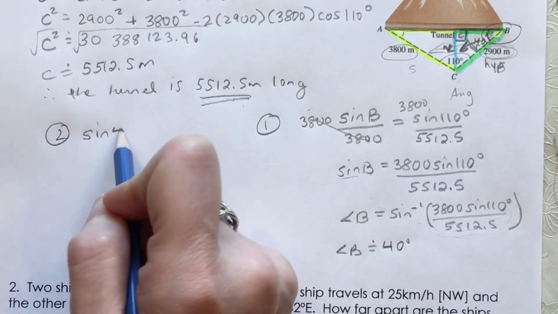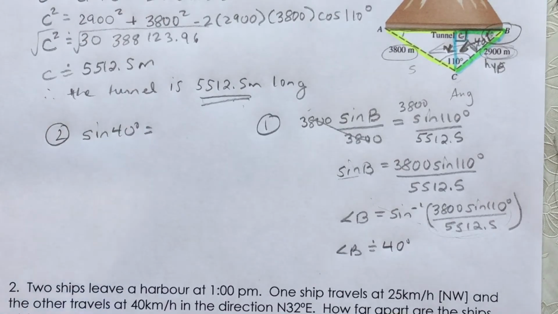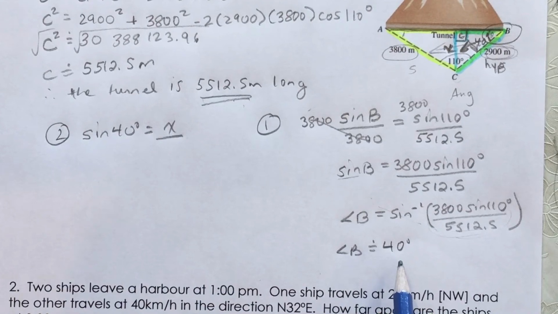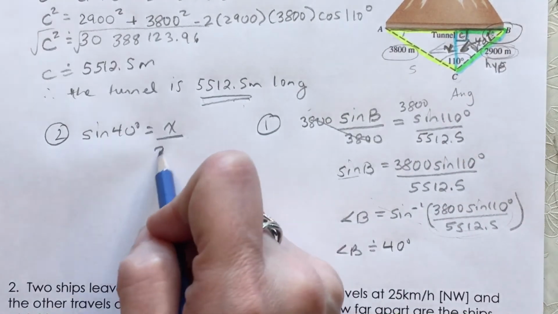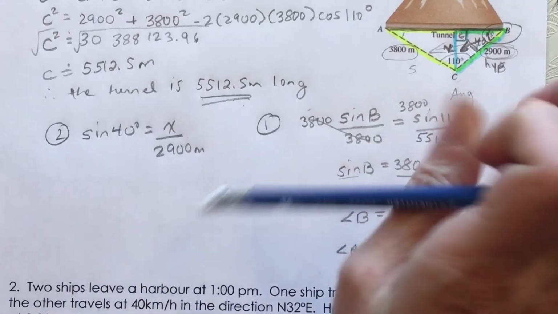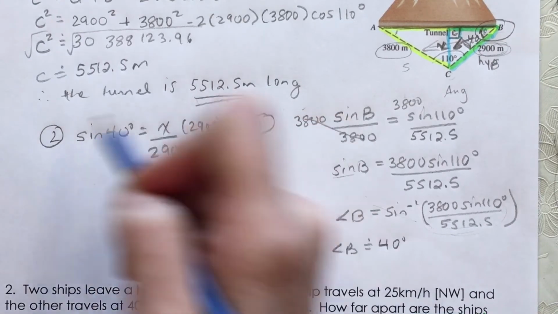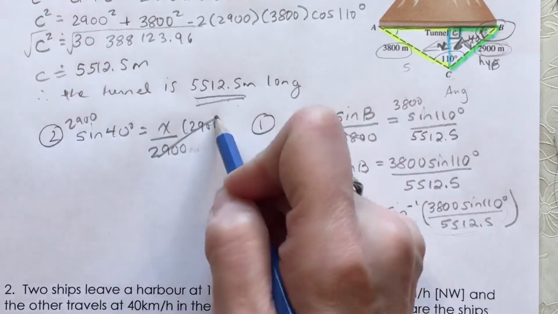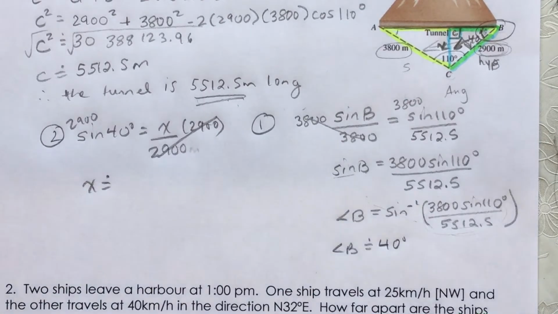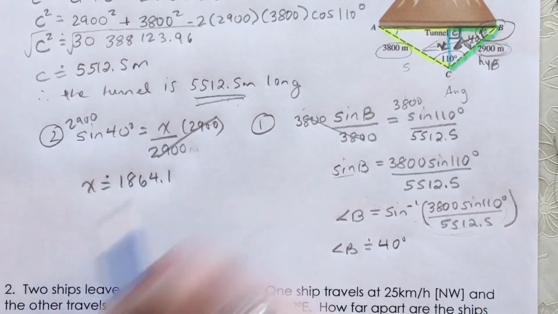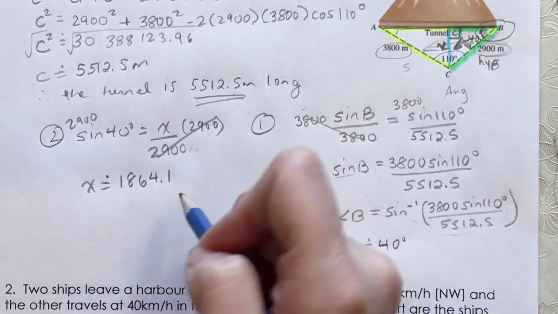So the sine of 40 degrees is equal to the length of the opposite, which we're trying to find, X, over the length of the hypotenuse, which is 2,900 meters. Right, and the calculation. Okay, so then you're going to multiply both sides by 2,900 to get X by itself. And then you get that X is approximately 1,864.108, but rounds to 0.1 meters.